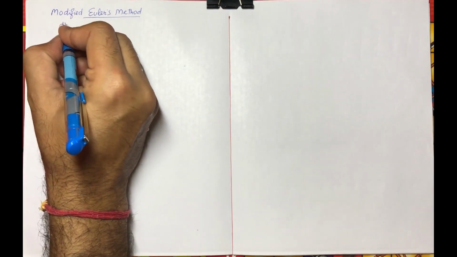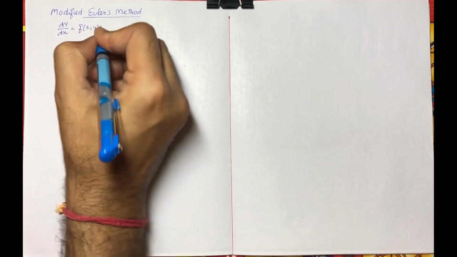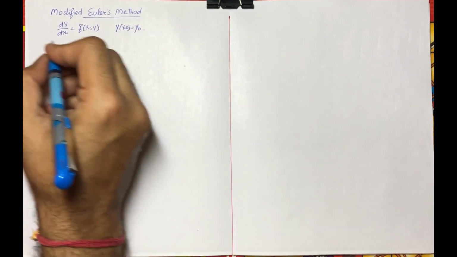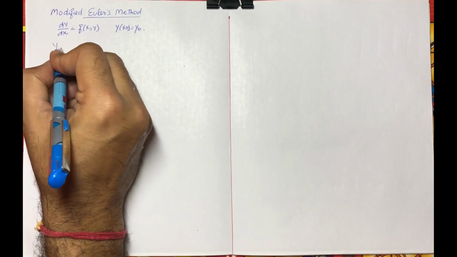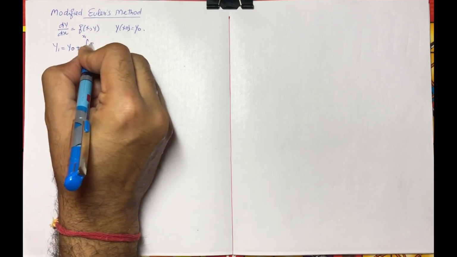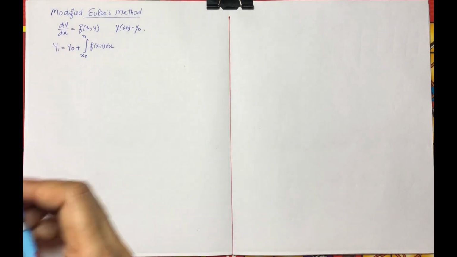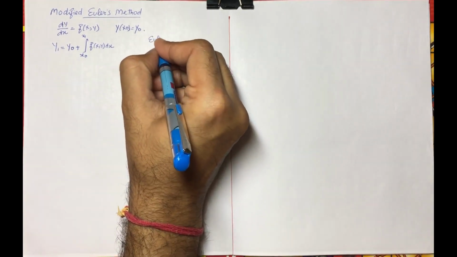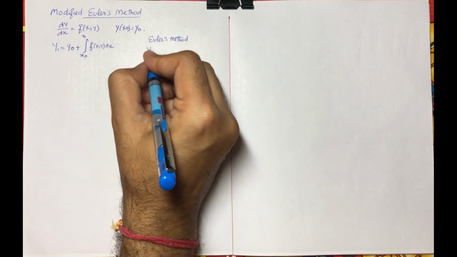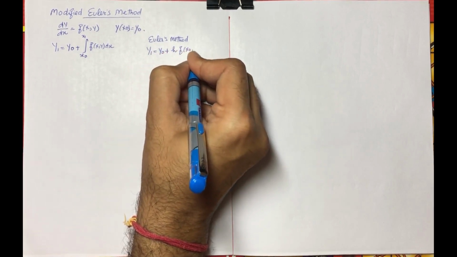The differential equation that we are going to solve is dy by dx is equal to f(x, y) with initial condition y at x naught is equal to y naught, and integrating both sides we get y1 equals y naught plus the integral from x naught to x1 of f(x, y) dx. And by Euler's method, the solution in the first interval is y1 is equal to y naught plus h f(x naught, y naught).